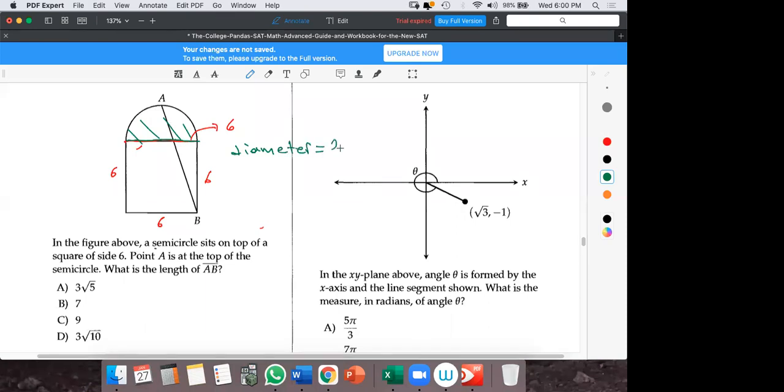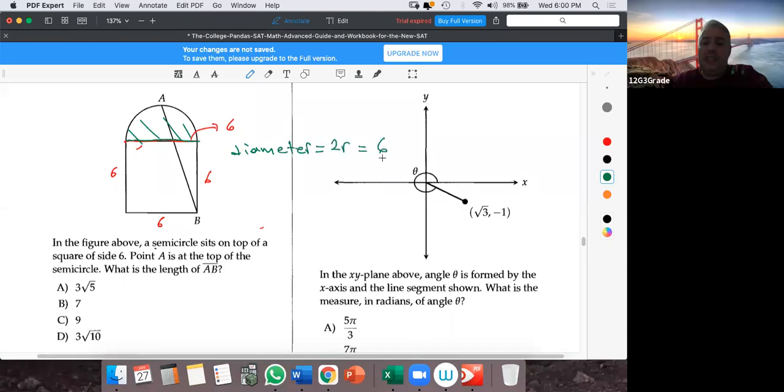2r is 6, so 1r is only 3. So now be careful. When I draw something directly down, and I call this 90 degrees, can I draw? Yes, from one point I can draw. Always it is possible.